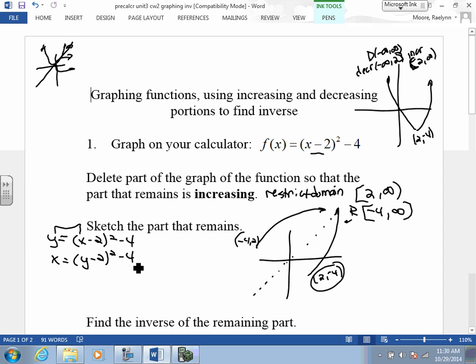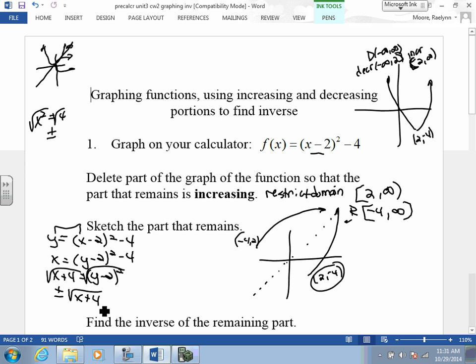And you have to solve for y. So isolate the y, add 4 to both sides. And how do I undo a square? Square root. Now remember, when you have a square and you undo it, you always get a positive and negative, don't you? So when we undo this square, this becomes positive and negative.